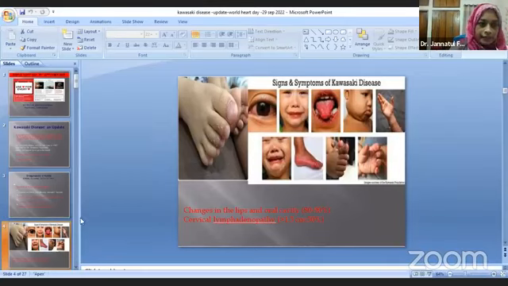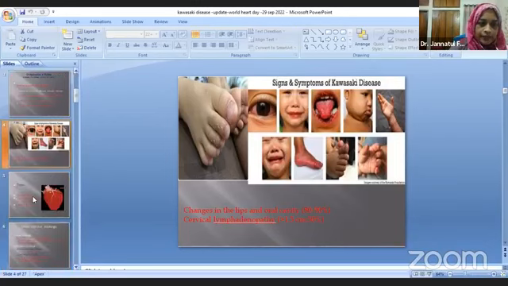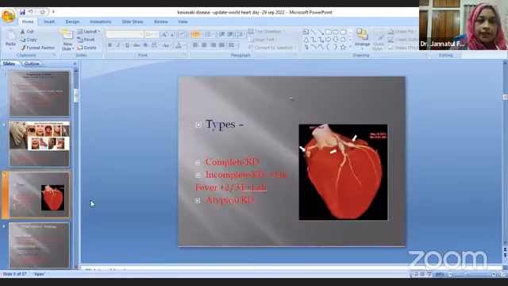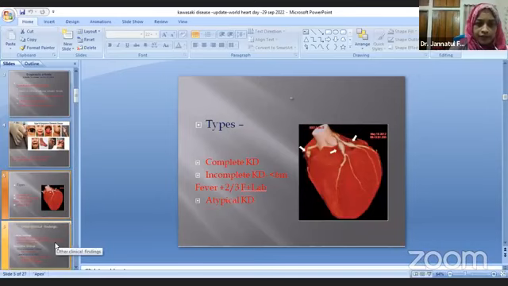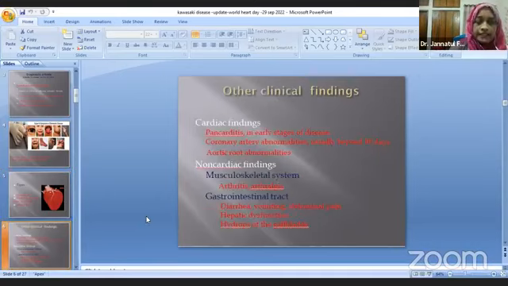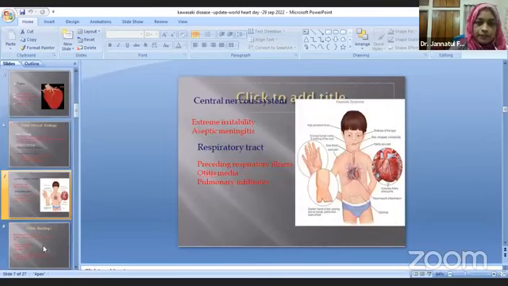Another terminology is atypical Kawasaki disease, defined as Kawasaki disease with unusual presentation, which occurs more often in infants. Kawasaki disease may involve the pericardium, myocardium, and endocardium, and may involve the cardiovascular system, musculoskeletal system, gastrointestinal system, central nervous system, and respiratory tract with different types of presentations.